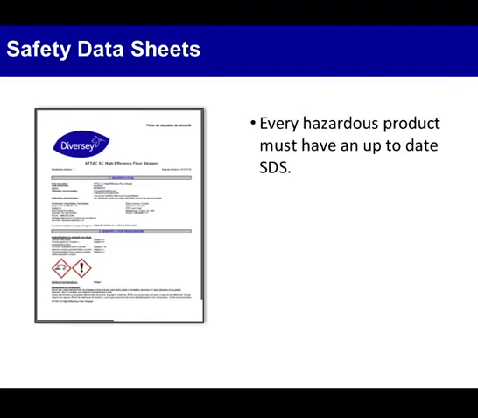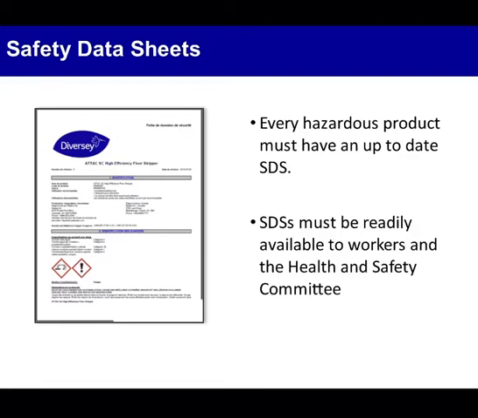Every product that is classified as a hazardous product that is intended for use, handling, or storage in a workplace must have an SDS. Employers are required to make sure that each hazardous product has an up-to-date SDS when it enters the workplace. The SDS must be readily available to the workers who are exposed to the hazardous product, and to the Health and Safety Committee or representative. SDSs are required to be accurate at the time of sale.